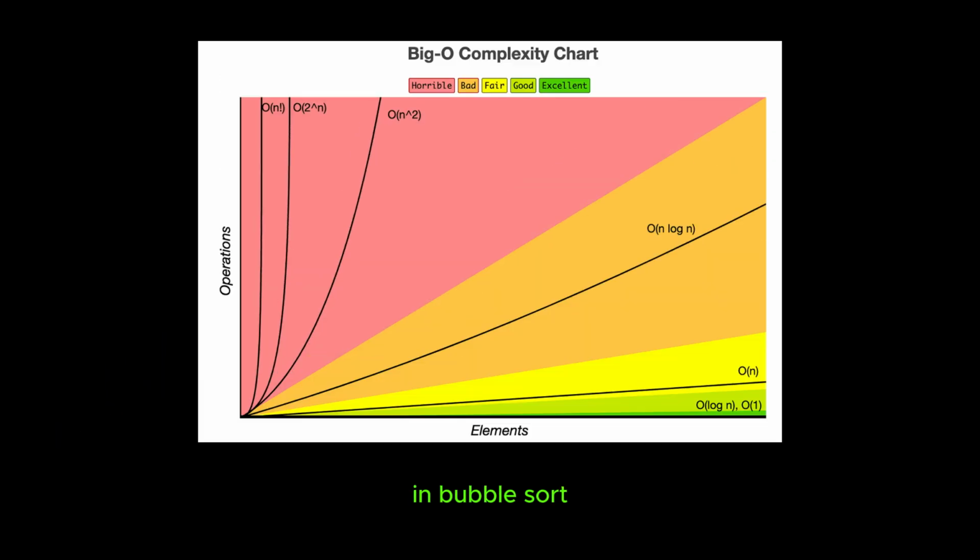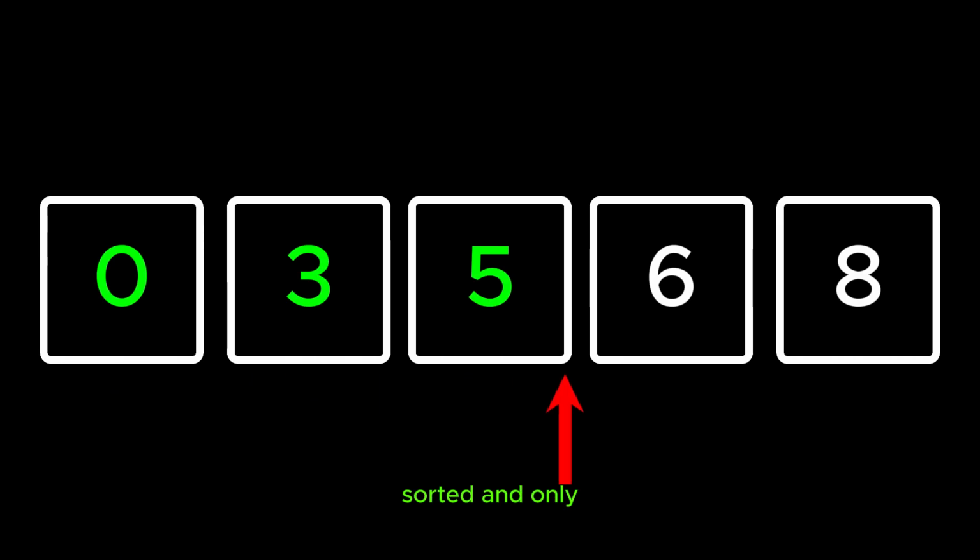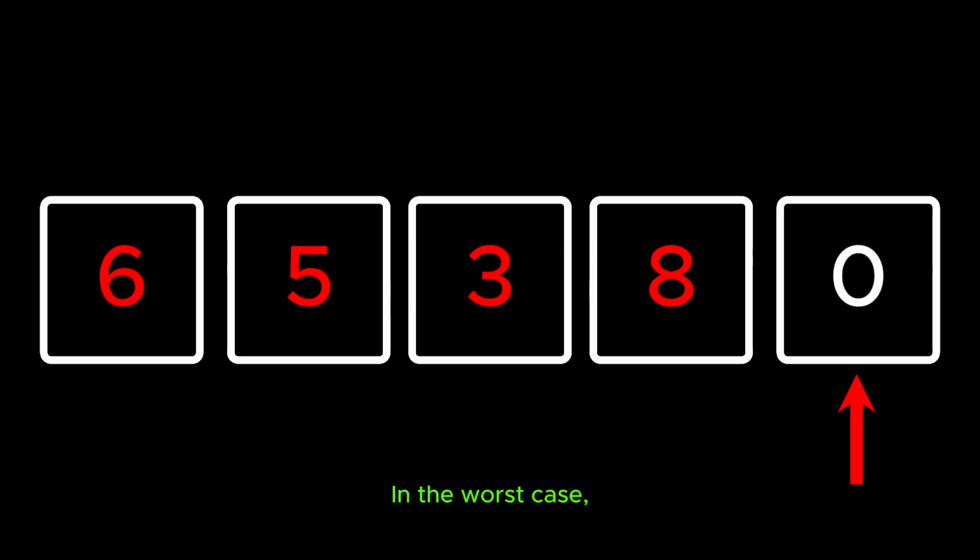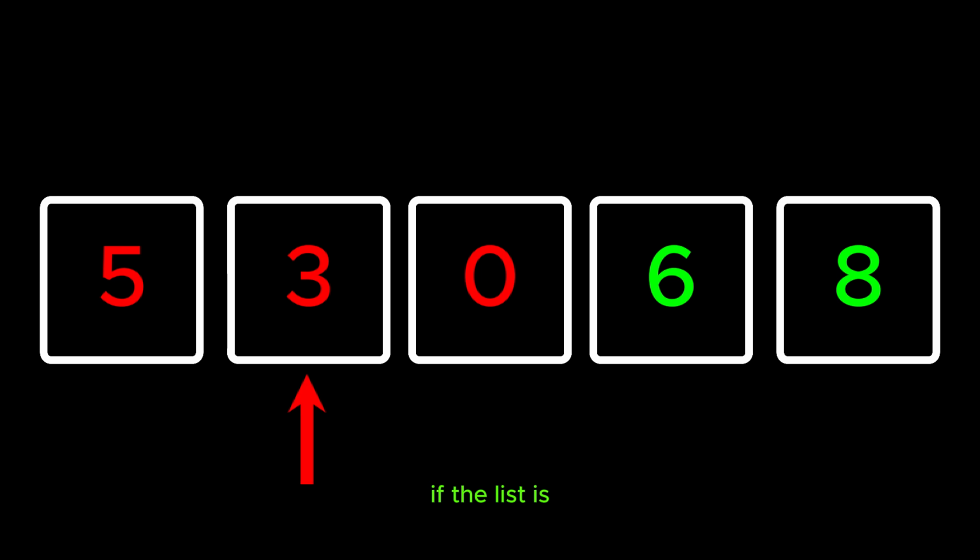For instance, in bubble sort, the worst case time complexity is big O of n squared, where n is the number of items in the list. The best case time complexity for bubble sort is big O of n, which occurs when the list is already sorted and only one pass-through is required. In the worst case, if the list is completely unsorted, bubble sort will need multiple passes to sort all the elements.